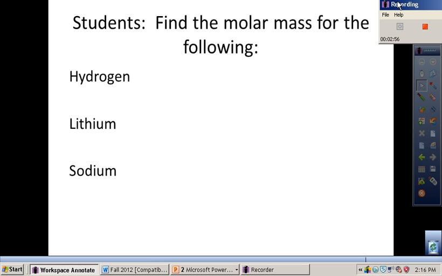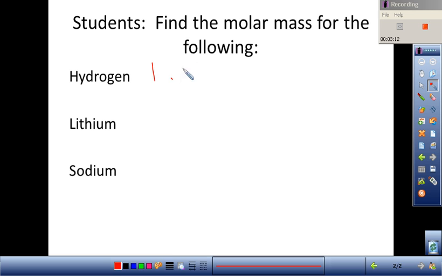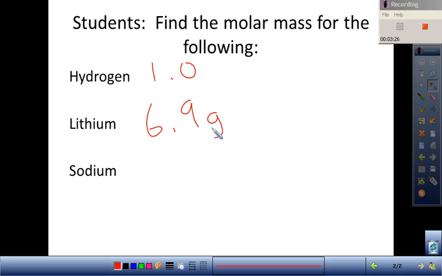Hopefully you paused it and found the molar mass of those things and wrote it down on your piece of paper. If we just look at the periodic table and find the molar mass of these things, I look up hydrogen, and hydrogen is going to have a molar mass of 1.0. If you didn't, round to tenths in the future. Lithium is right under hydrogen. 6.94 is the given value, and if we round that to tenths, it's 6.9 grams. And sodium, 22.99, we round it to tenths, 23 grams.